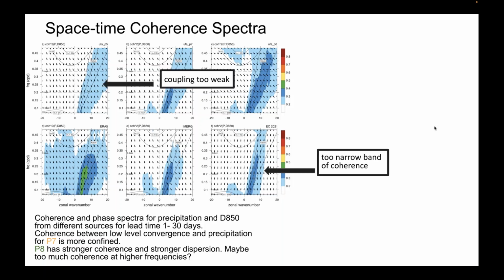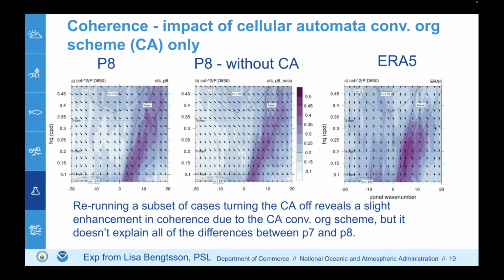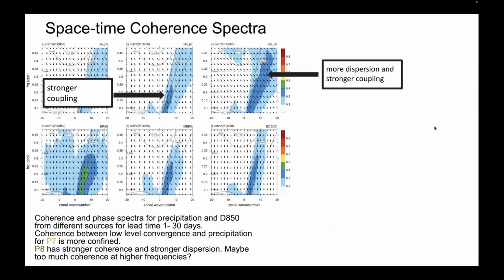In the UFS prototype 5, the coupling is too weak. You get a little bit more spread and a little bit more dispersion, which is nice, but it's too weak compared to observations. Next slide. Yeah, no, that was good.